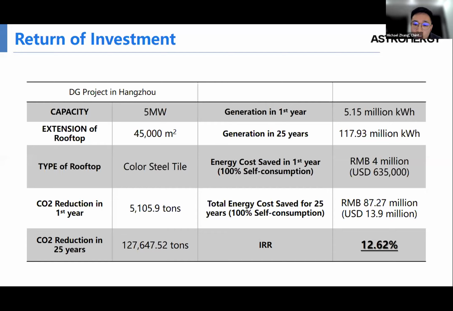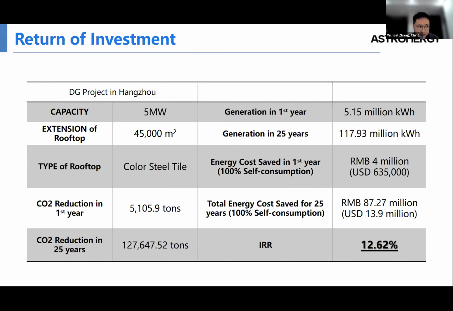After we install a PV system, in the first year we are able to generate 5.15 million kilowatt hours of electricity, and the total life cycle we are able to generate 117.93 million kilowatt hours, which equals over 5,000 tons of CO2 reduction per year, and the whole life cycle equals 126,647 tons of CO2, which is remarkable.